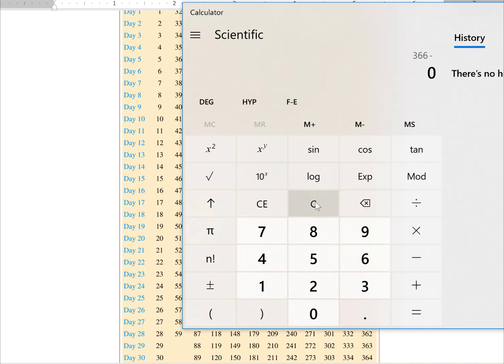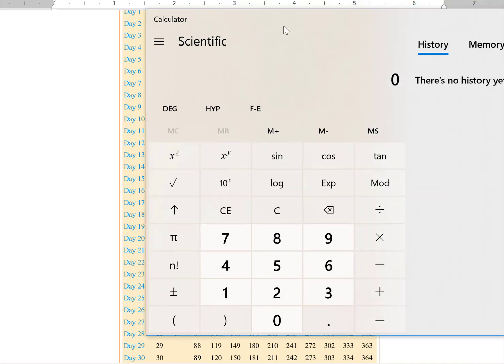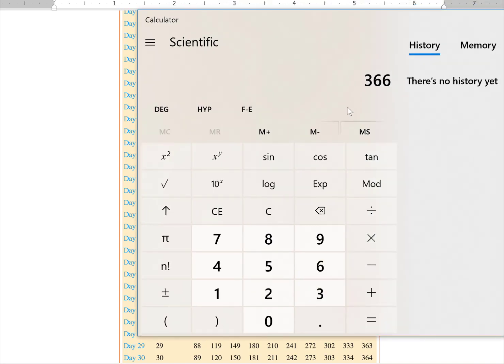All right, let's start this again. I made a mistake there. Let's start again. 366 minus 329. So that gives me 37 days.